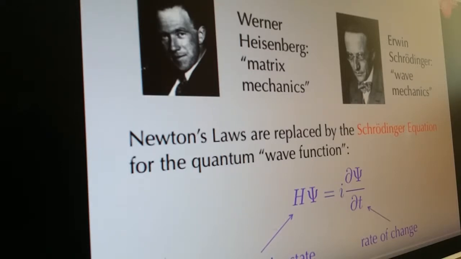There's not going to be a lot of equations to talk about, but I think I should show you this one equation. This is Schrödinger's equation. This is the equation that tells you how a quantum mechanical wave function evolves with time.